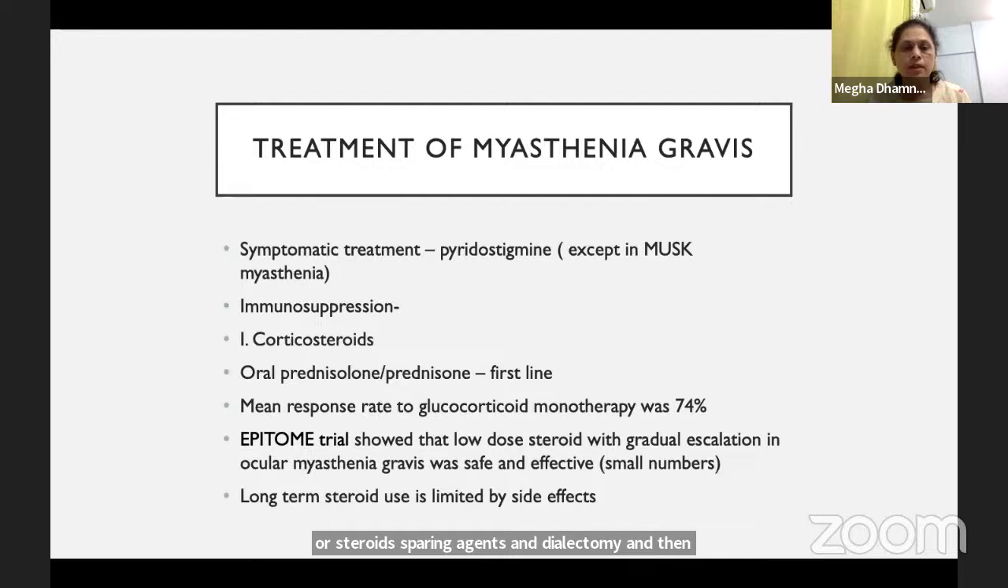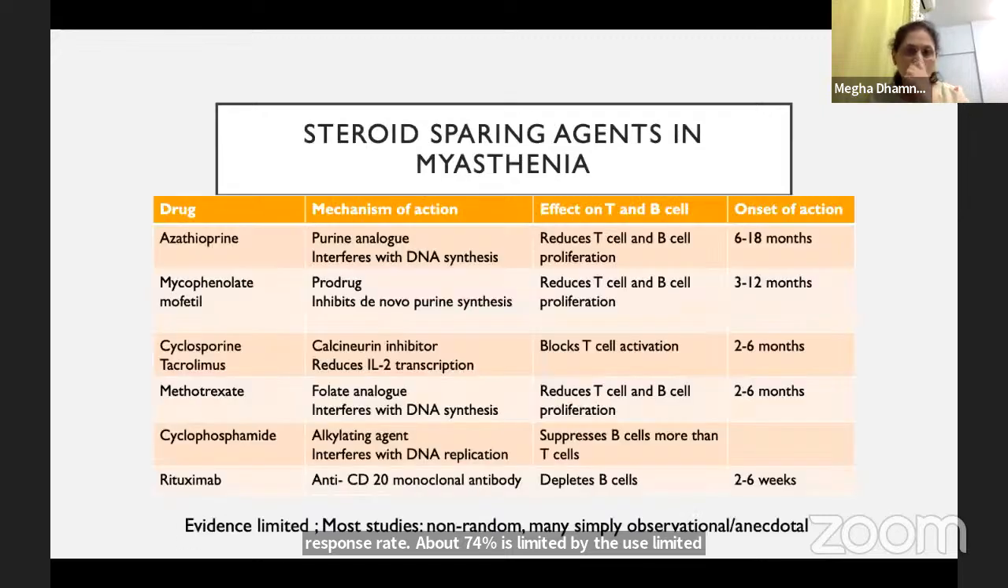So I'm going to skip this slide. Oral prednisolone, mean response rate about 74%. It's limited by the side effects. Right, steroid-sparing agents.